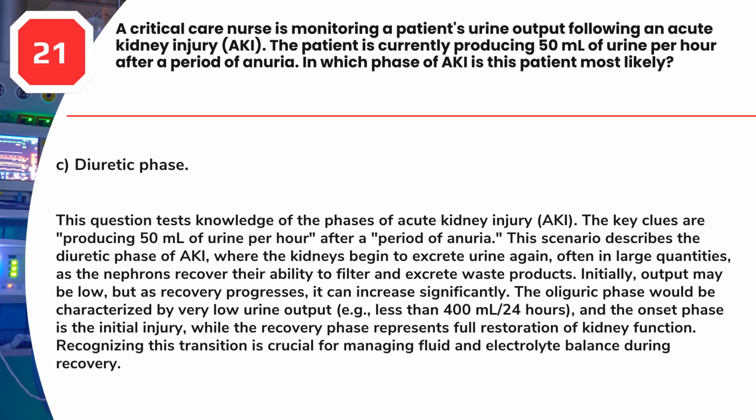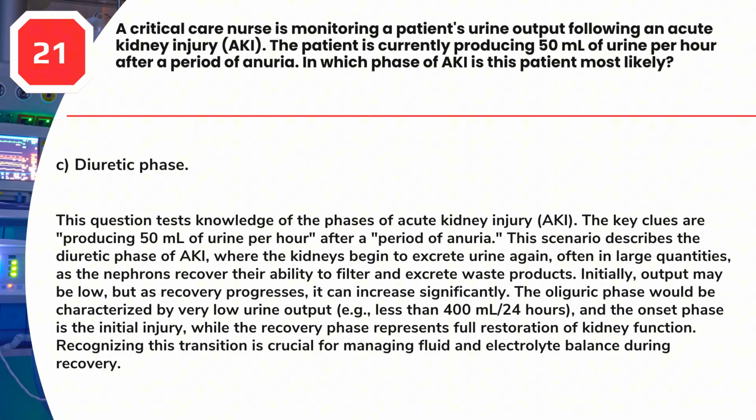Answer: C. Diuretic phase. This question tests knowledge of the phases of acute kidney injury, AKI. The key clue is producing 50 milliliters of urine per hour after a period of anuria. This scenario describes the diuretic phase of AKI, where the kidneys begin to excrete urine again, often in large quantities, as the nephrons recover their ability to filter and excrete waste products. Initially, output may be low, but as recovery progresses, it can increase significantly.